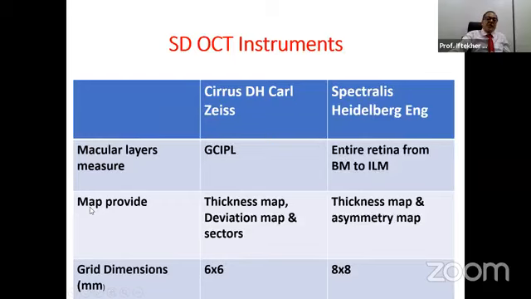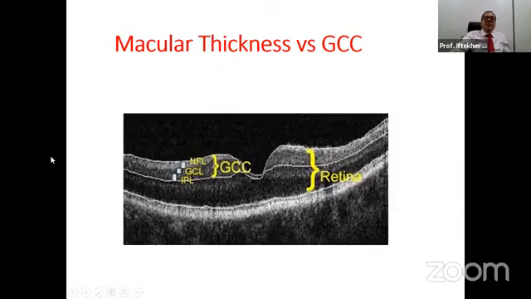In terms of maps provided, Cirrus OCT provides a thickness map, deviation map, and sectoral map, whereas Spectralis OCT provides the thickness map and asymmetry analysis map. In terms of grid diameter, in Cirrus OCT it is 6 by 6 millimeters, whereas in Spectralis OCT it is 8 by 8 millimeters.